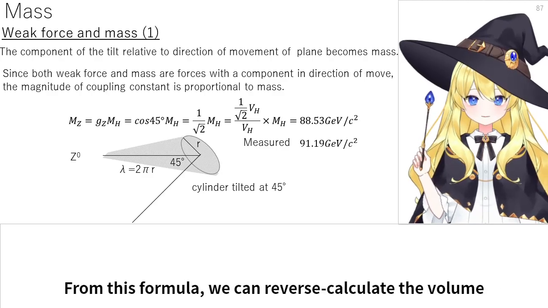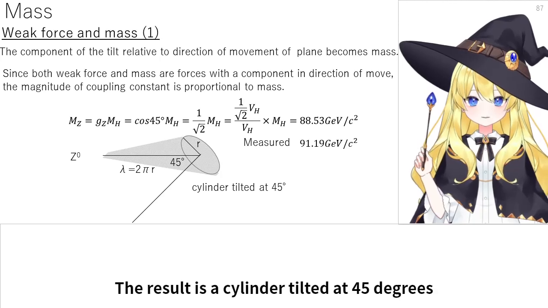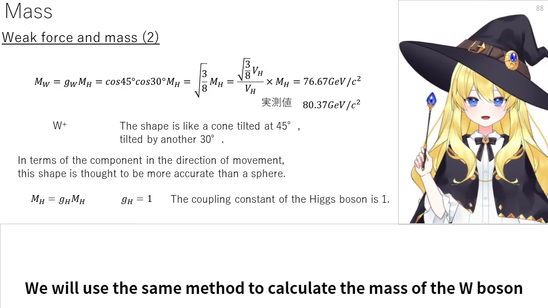From this formula, we can reverse calculate the volume. The result is a cylinder tilted at 45 degrees. We will use the same method to calculate the mass of the W boson.